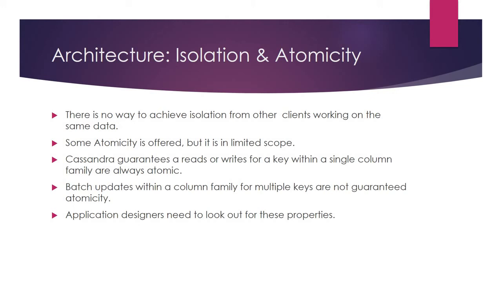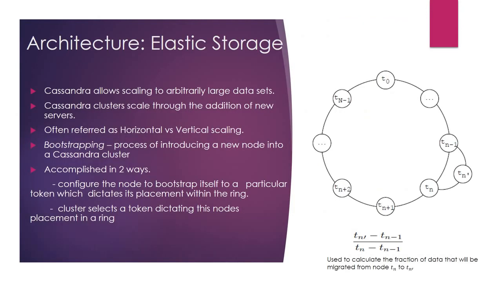Okay, that's all about the architecture of Cassandra. And now we're going to look at the storage properties of Cassandra. We always said that Cassandra is highly available, and it can scale to larger data sets. So how do you think Cassandra allows this? It basically allows scaling to arbitrarily large data sets.